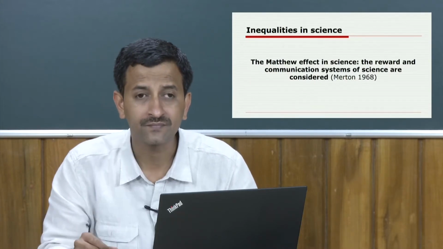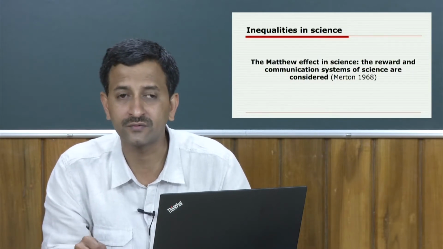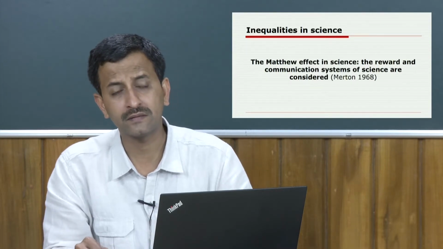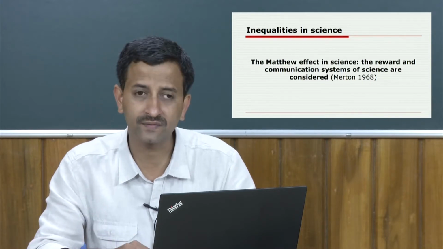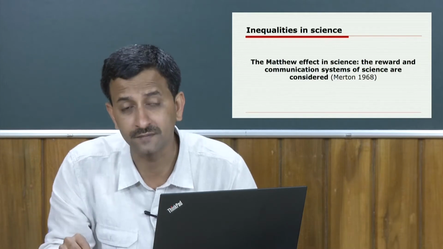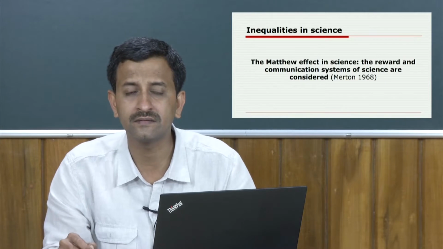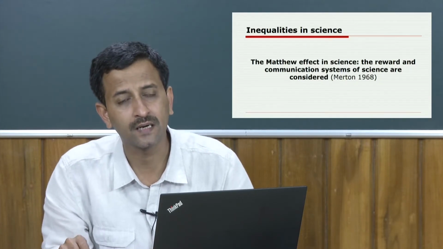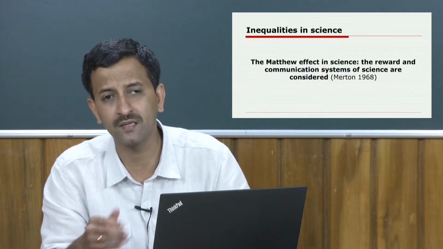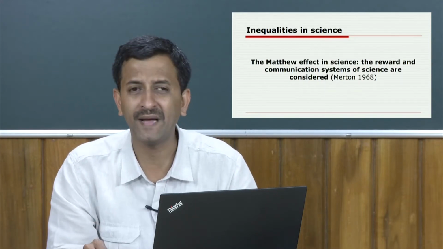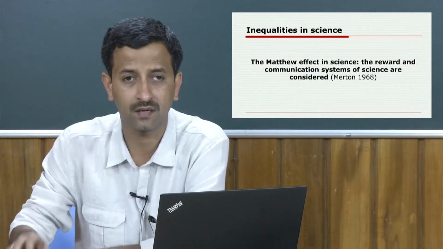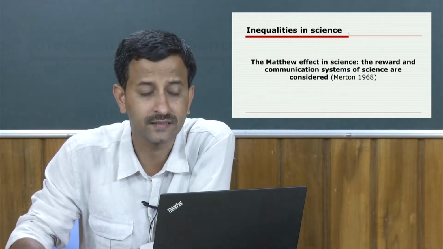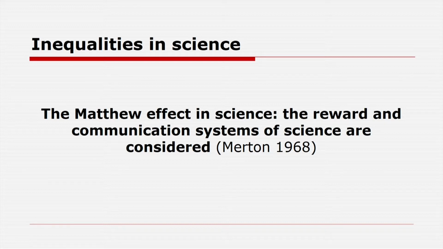Now, we will discuss what kind of inequalities persist in science. We will discuss inequalities in science in terms of how Robert Merton delineated these things from the 1960s, for almost three and a half decades, till he died in the very early part of the 21st century, in terms of the Matthew effect in science. If you look at the slide here, you will find how the reward and communication systems of science are considered while dwelling upon the Matthew effect in science according to Robert King Merton.